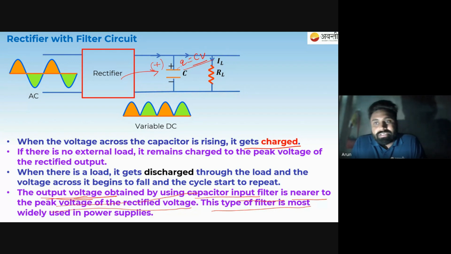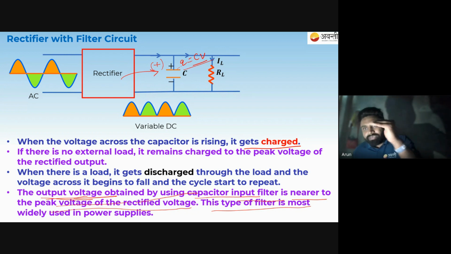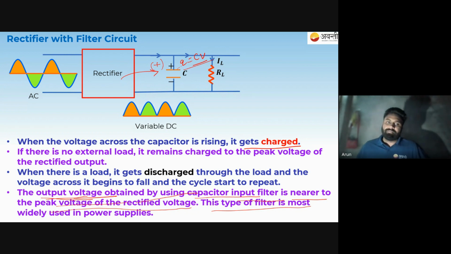And you know that the capacitor instantly uses its stored charge. Okay, this capacitor discharges instantly, approximately 70% of its current. Okay, so that is why you have a nearly constant value in power supplies.